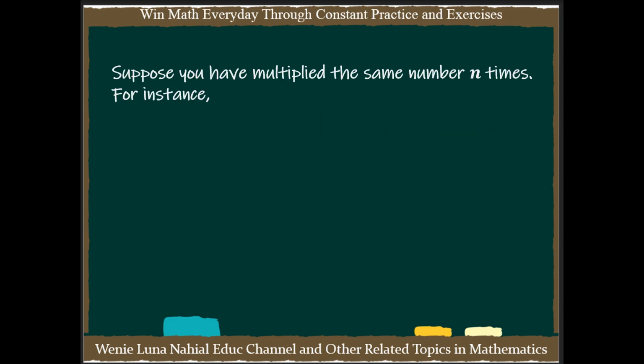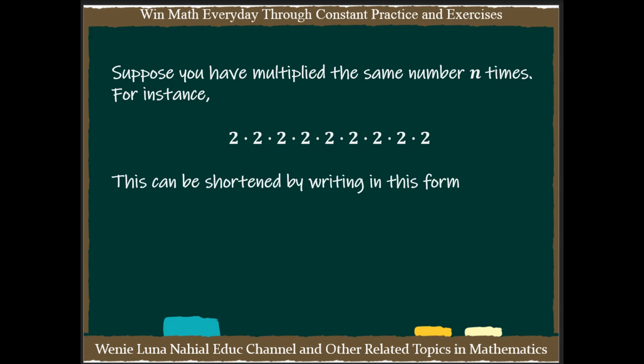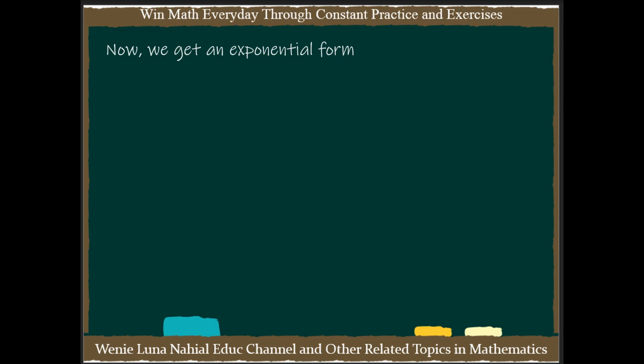Suppose you have multiplied the same number many times. For instance, 2 times 2 times 2 times 2 times 2 times 2 times 2 times 2 times 2. Here you have multiplied 2 to itself 9 times. So it's quite long if you are going to write these numbers. Now this can be shortened by writing it in this form, 2 raised to 9. Now we get what we call exponential form.